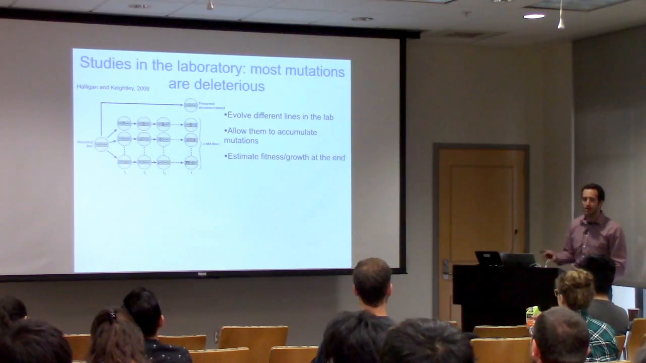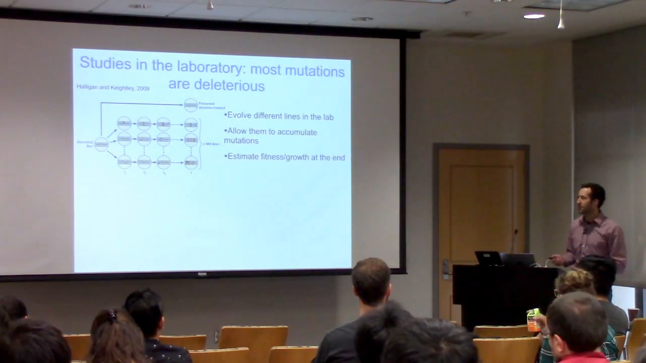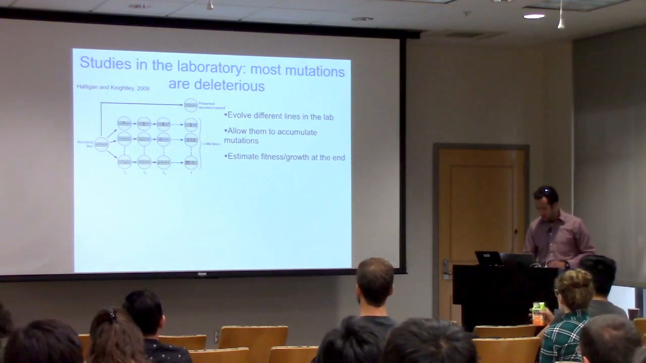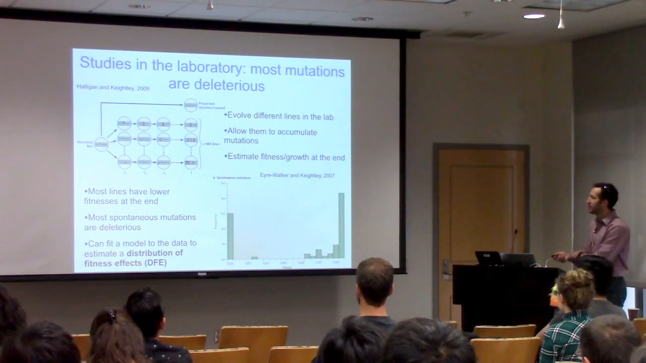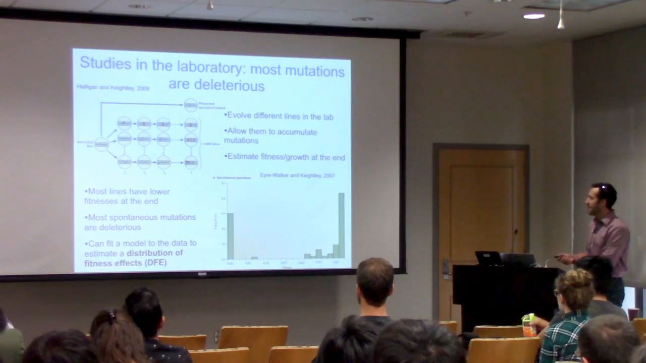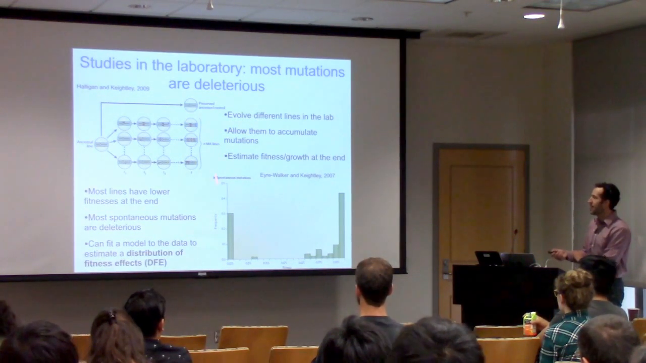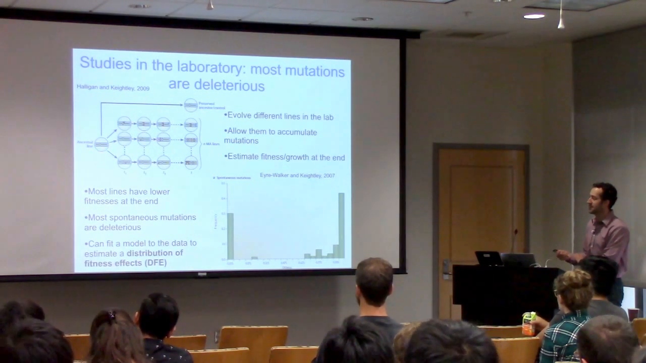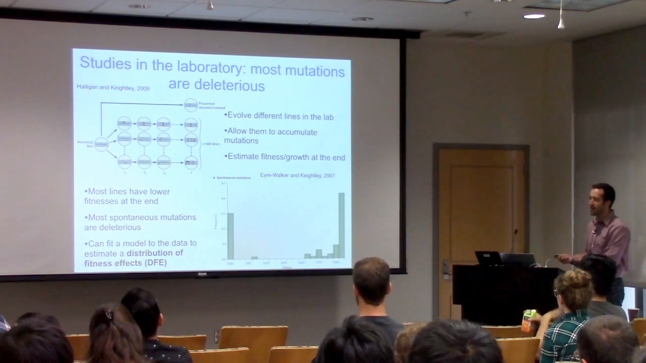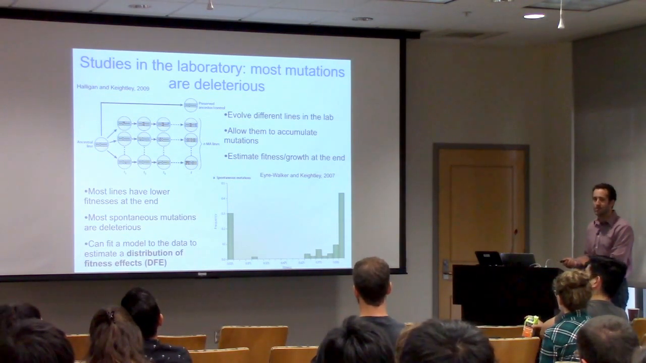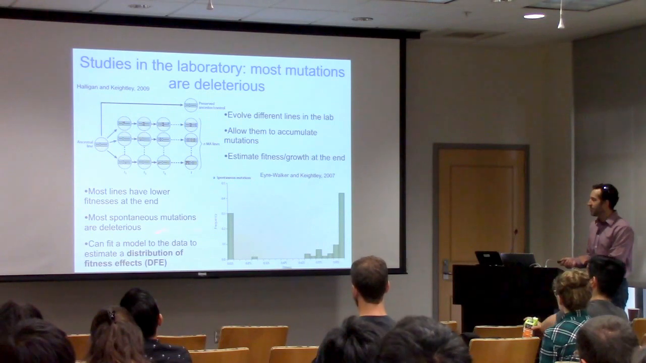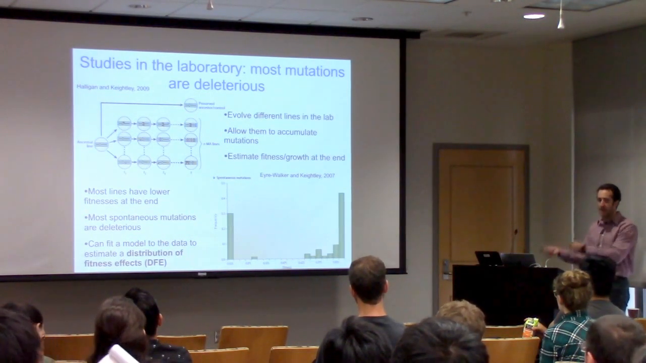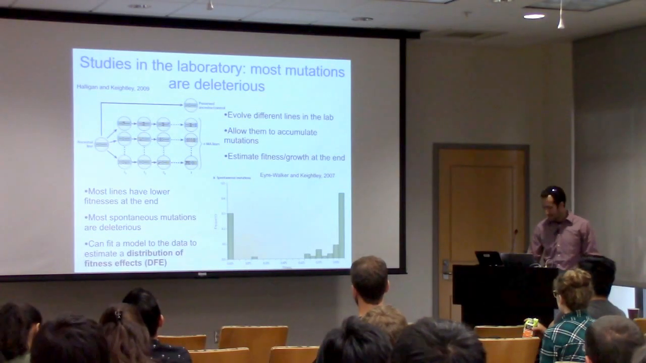These days, you can also do a lot of clever sequencing approaches to more directly measure what happens to mutations from generation to generation. But the net result of these types of experiments is that many of the lines that have accumulated mutations tend to have lower fitness than the wild-type ancestral starting material. That suggests that many spontaneous mutations that occur are deleterious. You can also try to fit a model to the distribution of fitnesses to back infer what that distribution of fitness effects looks like.